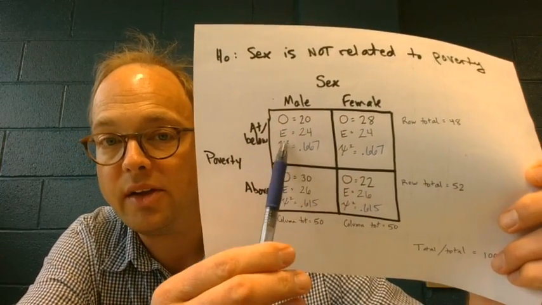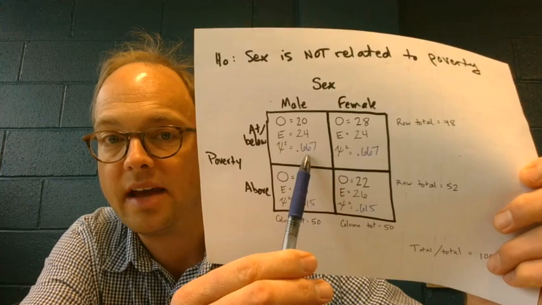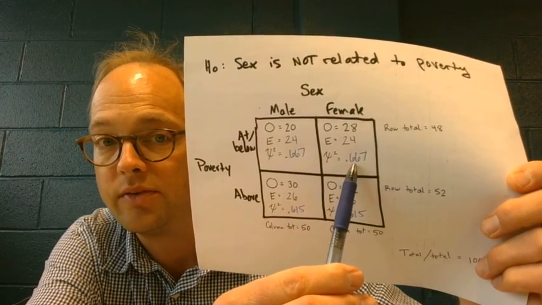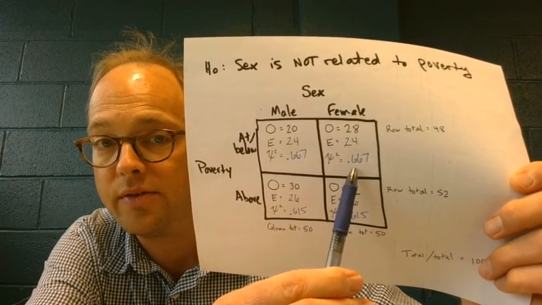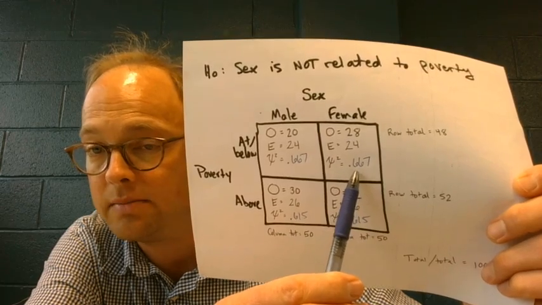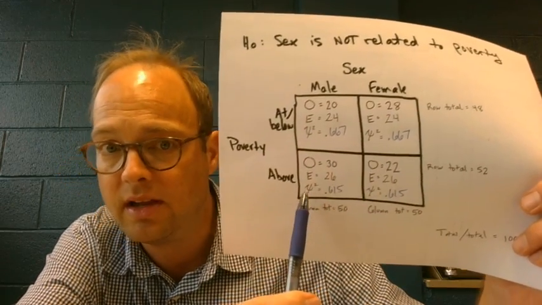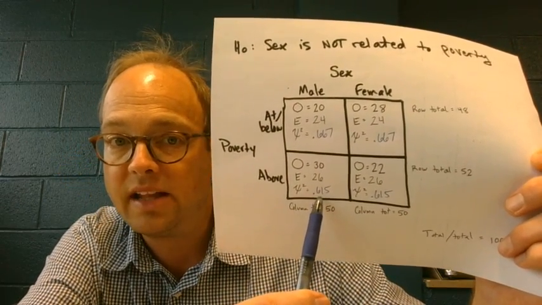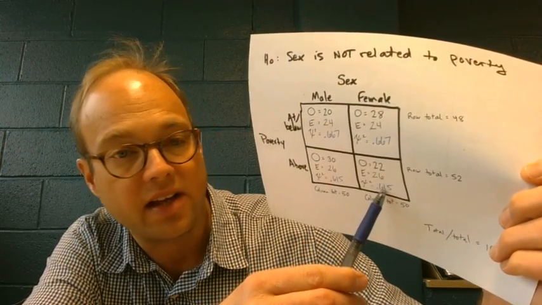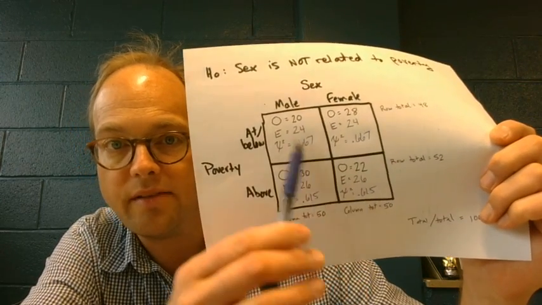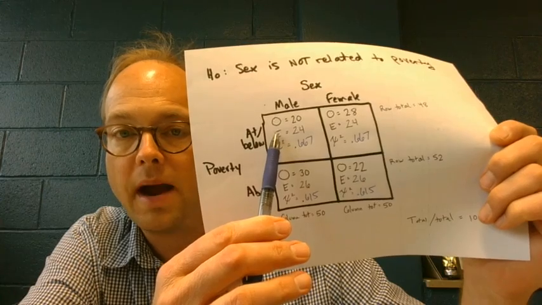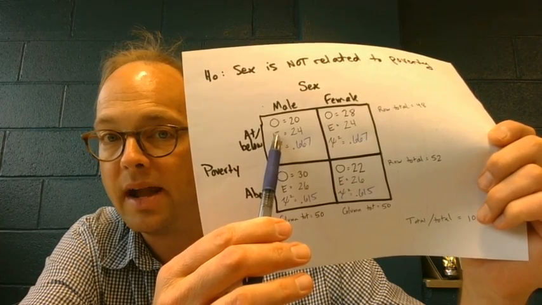The chi-square value for this cell is 0.667. Likewise, the chi-square value for this cell is also 0.667. I rounded to the thousandths place. The chi-square value for this cell is 0.615, and likewise, the chi-square value for this cell is also 0.615. O minus E squared divided by E.